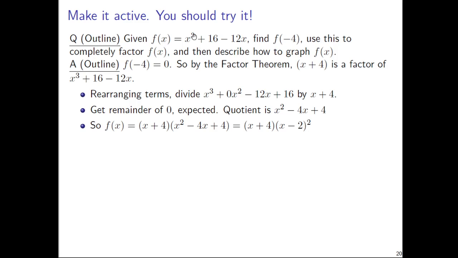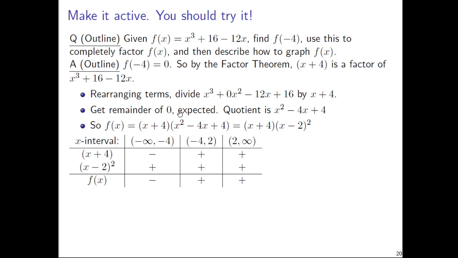So the original function, x cubed plus 16 minus 12x, another way to write it is x plus 4 times the quantity x minus 2 squared. And this factored format is just much nicer for graphing or for the polynomial inequality type questions. Based on the factored form, we'll see that negative 4 and positive 2 are the x values that are the roots, the x-intercepts, the zeros, whichever of those terminologies you like.